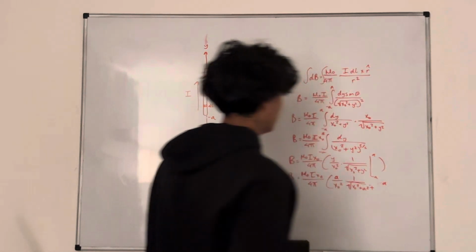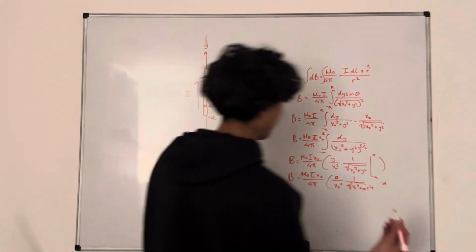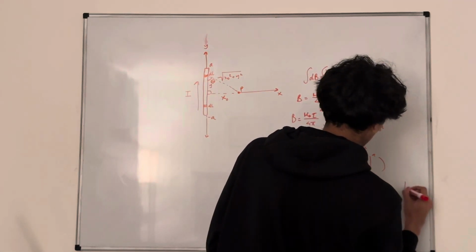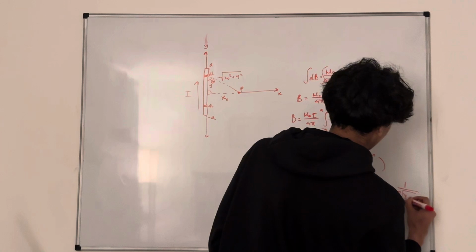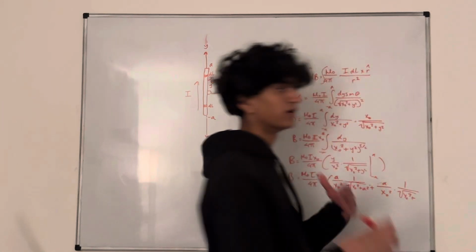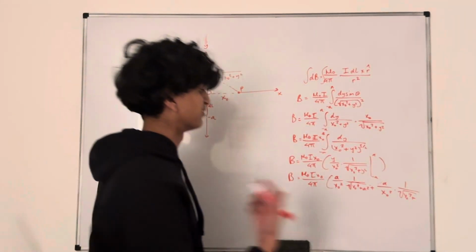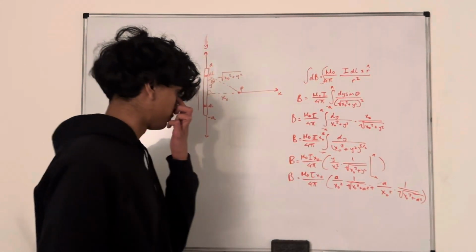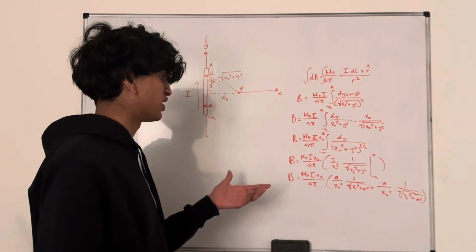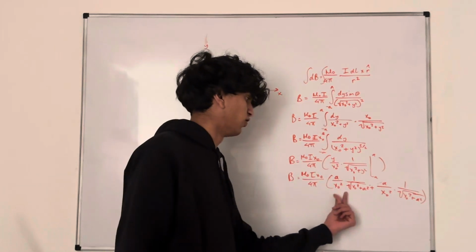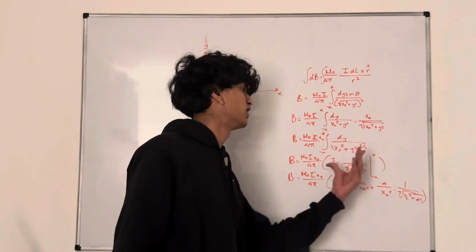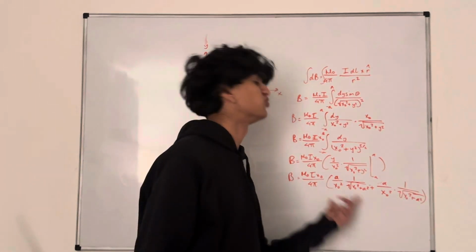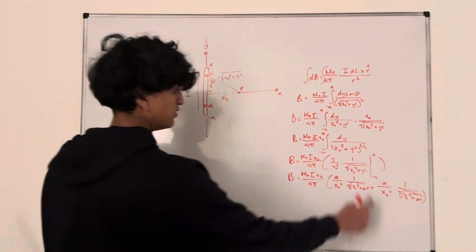Plus a over x initial squared times 1 over the square root of x initial squared plus negative a squared, but negative a squared is just a squared, so I'll say plus a squared. So this really just becomes 2a over x initial squared times 1 over the square root of x initial squared plus a squared, because we have 2 of these, right? So it just becomes 2 times this stuff right here.